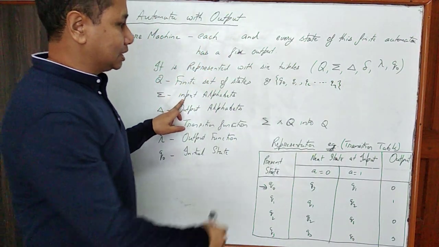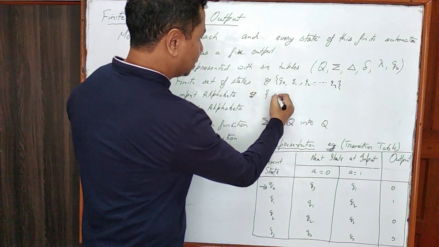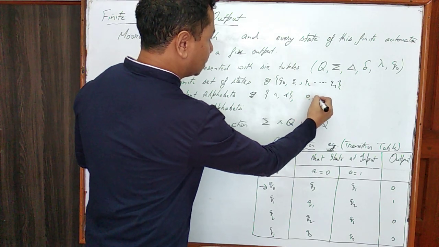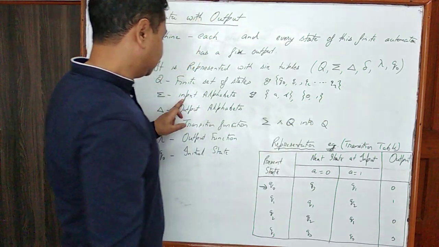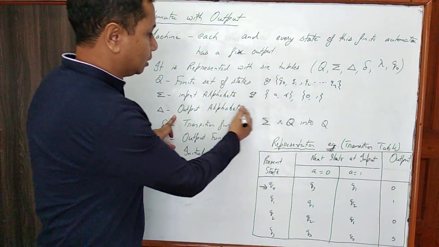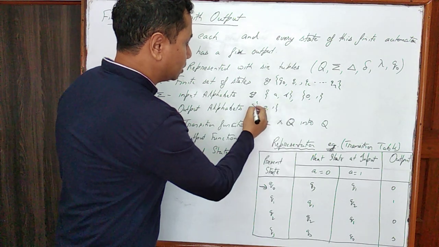The input alphabets can be any input alphabets which you would like to test. For example, A and B, or for example the binary numbers 0 and 1. The output alphabets always depend on what you want the output to be. For example, 0 and 1 in this case.